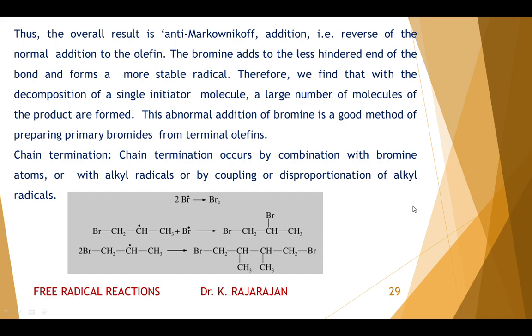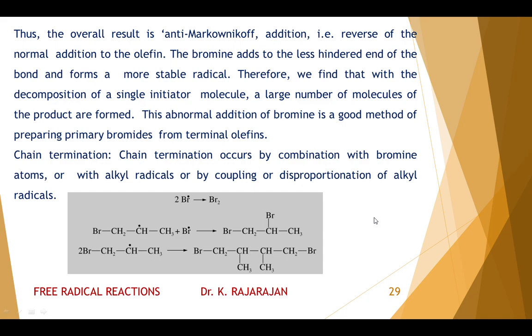Thus, the overall result is anti-Markovnikov addition, that is the reverse of the normal addition to the olefin. The bromine adds to the less hindered end of the double bond and forms a more stable radical. Therefore, we find that with the decomposition of a single initiator molecule, a large number of product molecules are formed. This abnormal addition of hydrogen bromide is a good method of preparing primary bromides from terminal olefins.